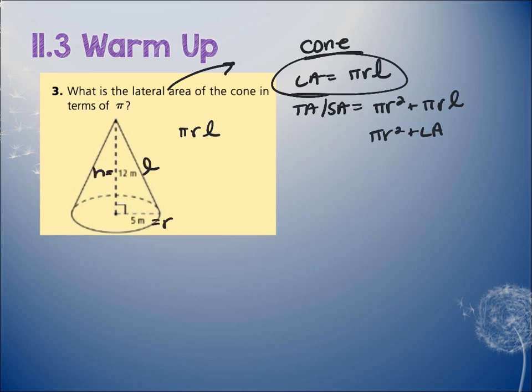So I still need slant height. So I would do 5 squared plus 12 squared equals the slant height squared. Or if you've memorized your triples, one is 5, 12, 13, which means the slant height's 13.